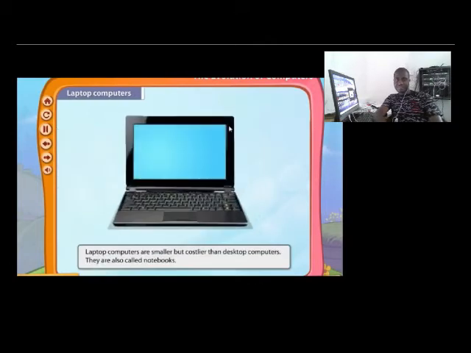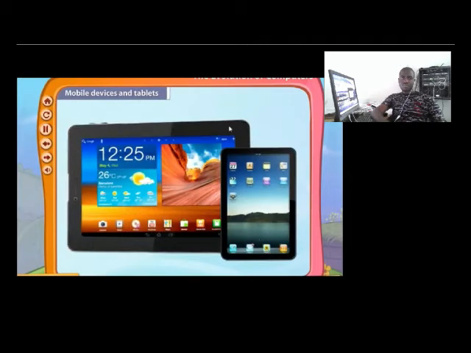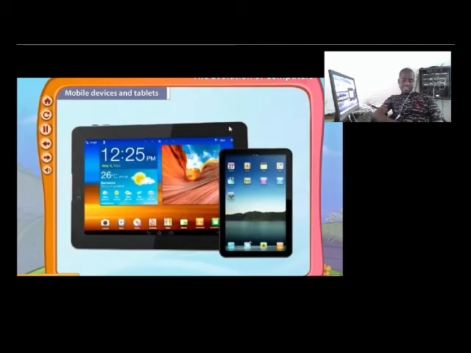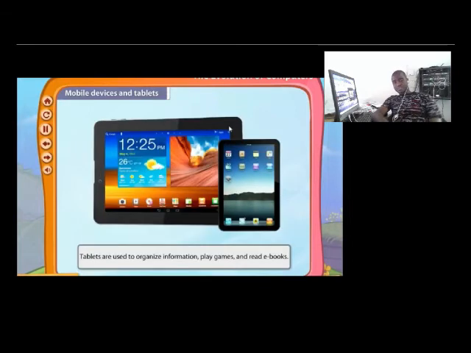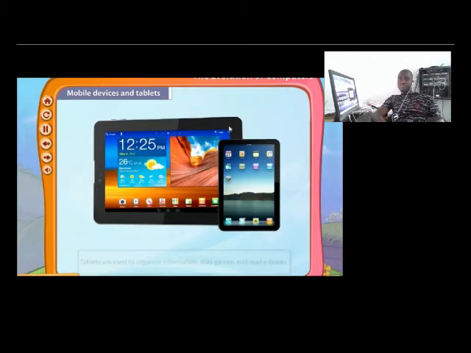And then the laptop computer is smaller but costlier than desktop computers. They are also called notebooks. They can be operated using a battery, and they use much less electricity. Mobile devices and tablets. Mobile devices are basically smaller than laptops. Tablets are used to organize information, play mobile games and read ebooks.